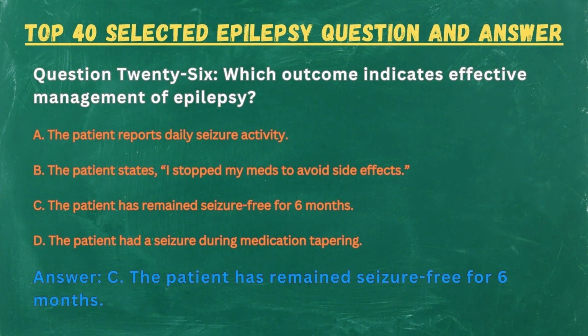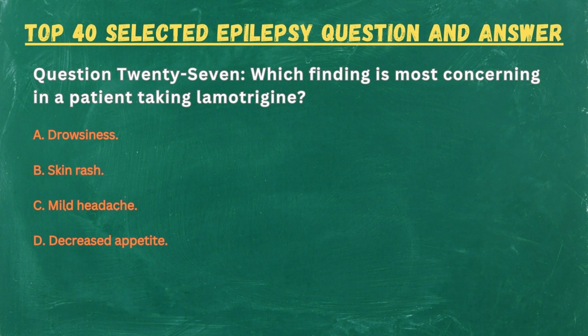Answer: C. The patient has remained seizure-free for 6 months. Question 27. Which finding is most concerning in a patient taking lamotrigine? A. Drowsiness. B. Skin rash. C. Mild headache. D. Decreased appetite.